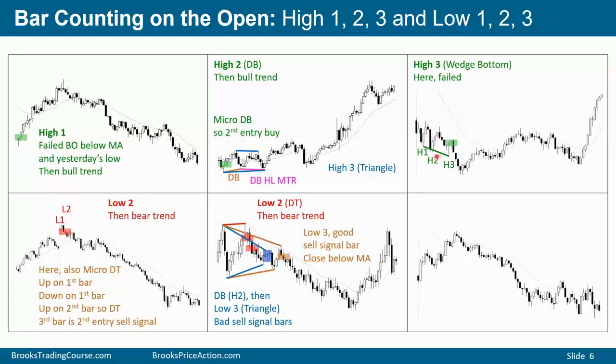First reversal up, high 1, second one, high 2, third one, high 3. All three failed, so a failed wedge bottom. The breakout below the wedge bottom failed, and the market reversed up. That happens 50% of the time. If you have a wedge bottom and a bear breakout, 50% of the time, the bear breakout will fail.